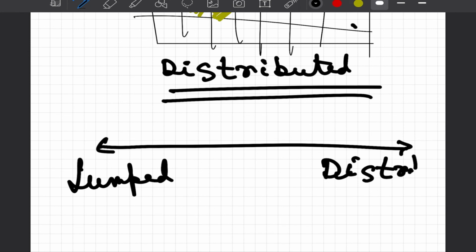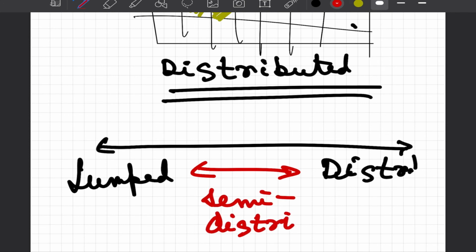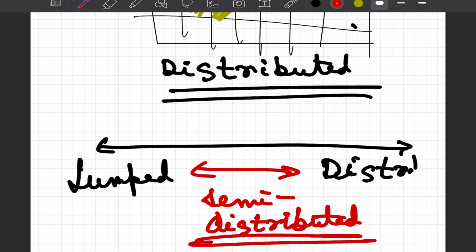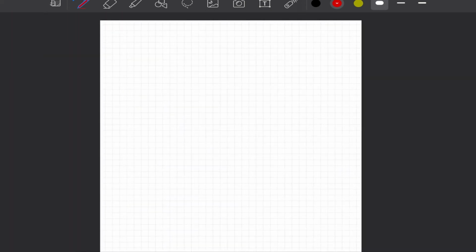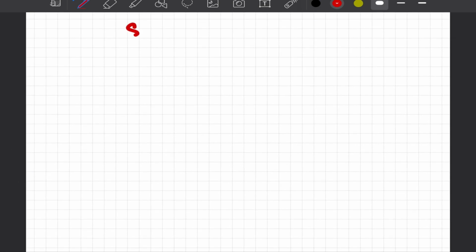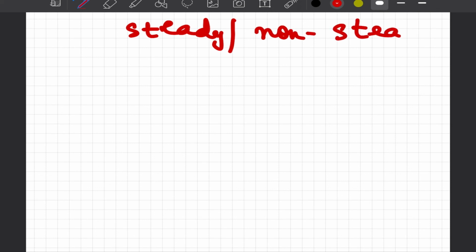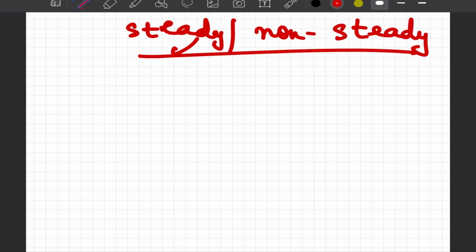And many of the real world hydrological models that we deal with are of intermediate complexity, and we call them semi-distributed models. Now, once this distribution is clear, that it could be lumped or it could be distributed, we have to also account for whether we are talking about steady or non-steady flows. So we can have a lumped steady model, lumped non-steady model, distributed steady model, and distributed unsteady model. And we will talk about these steady and non-steady hydrological models in our next video.